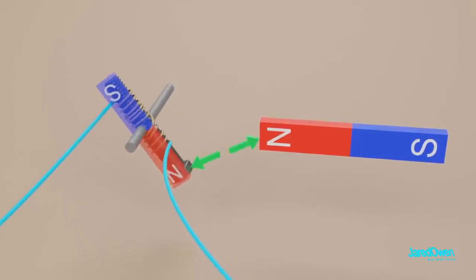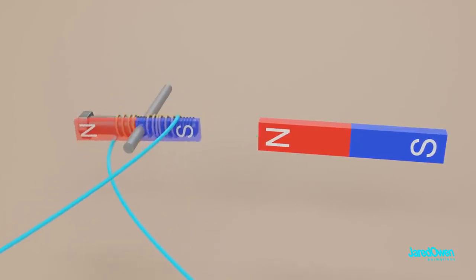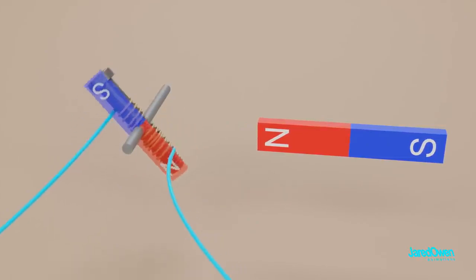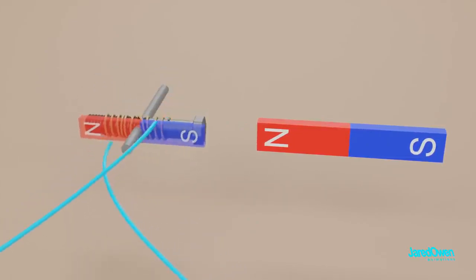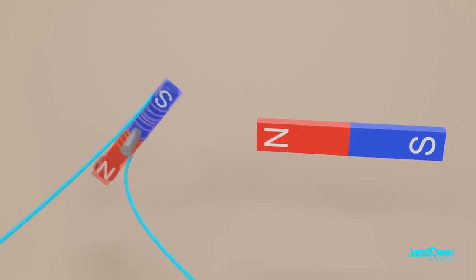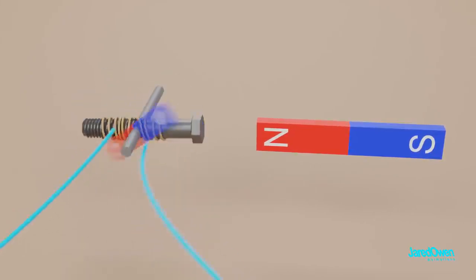The same poles repel and opposite poles attract. Now reverse the polarity again. Same poles repel and opposite poles attract. If we keep switching the polarity, our electromagnet will just keep spinning.